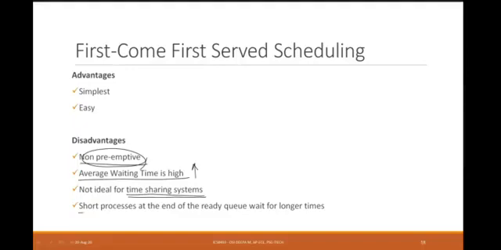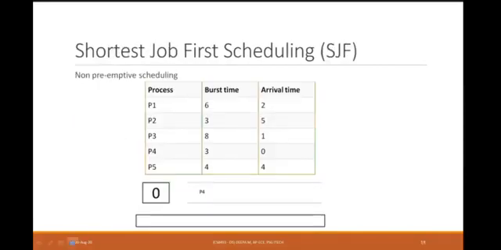Suppose I have a very short process at the end of the ready queue, it has to wait for a longer time. So all of these disadvantages will be nullified in the forthcoming scheduling algorithms. Okay. So I'll just give you 2 more problems to do on your first come first serve with a little twist on it. Please check it out today itself and try to submit it so that tomorrow we can start with your next algorithm, which is nothing but shortest job first.